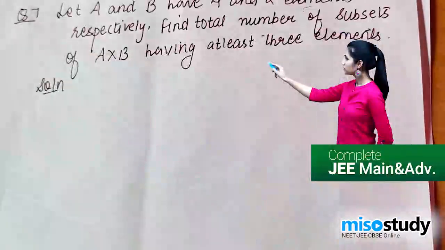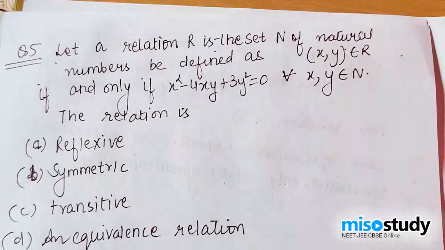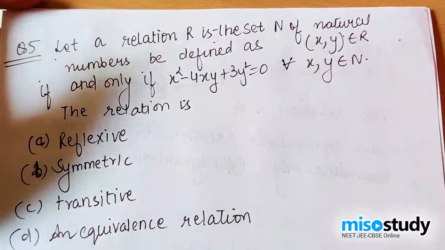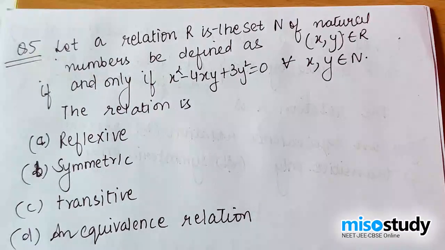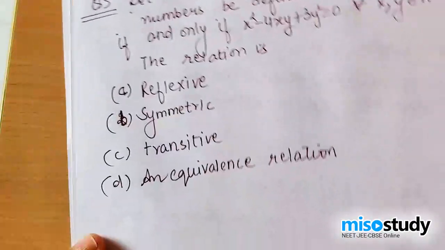Alright, coming to the next question. Question 5. Now, R be a relation. A relation R on the set N of natural numbers is defined as (x, y) belongs to R if and only if this is equal to 0, for all x, y belonging to natural numbers. Now there is this relation. So it says that the relation on the set of natural numbers is defined such that this should be equal to 0. So when this will be equal to 0, let's find out.